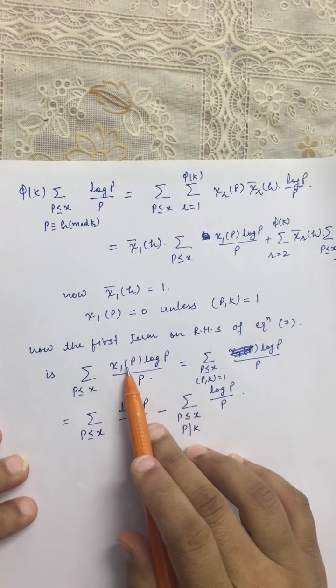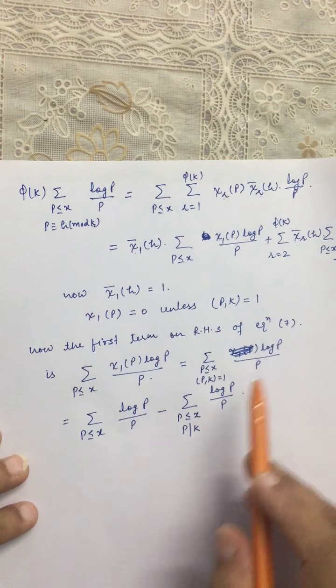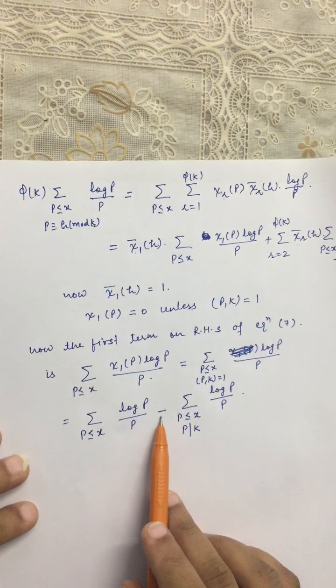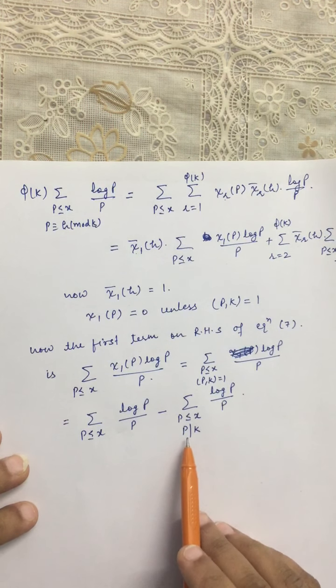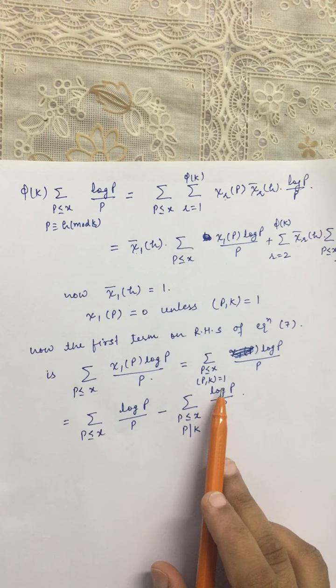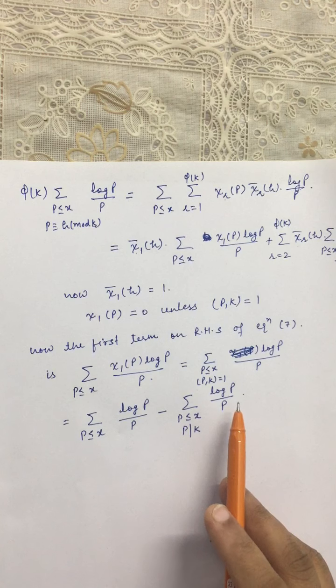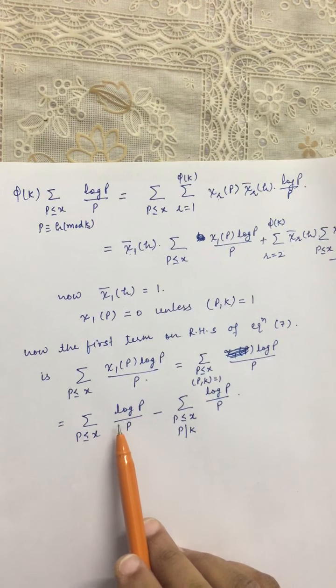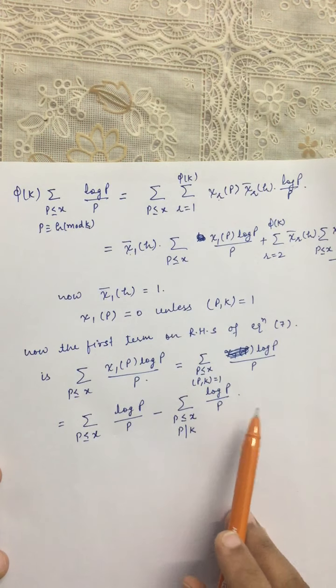So this summation is equal to just summation p less than equals to x, p and k co-prime, log p upon p. Now this summation is split into two summations: summation log p upon p over all the primes, minus summation log p upon p over those primes which divide k. P will be co-prime to k whenever p does not divide k. So from the whole sum we subtract the sum corresponding to the primes which divide k, because all other primes which do not divide k are co-prime to k.